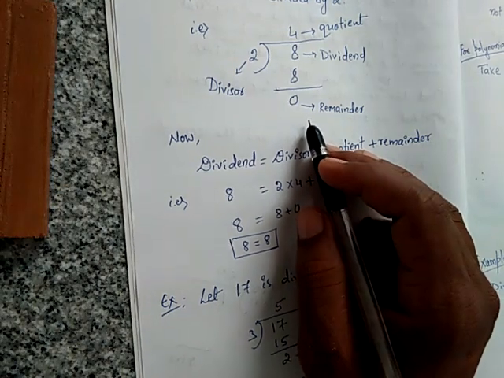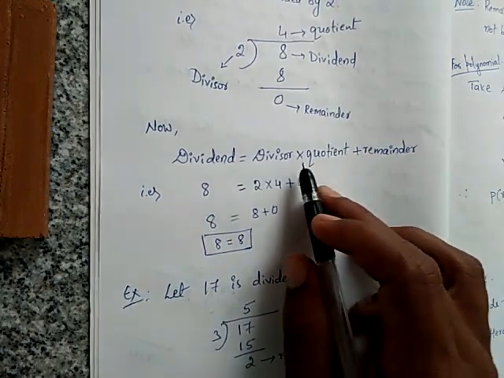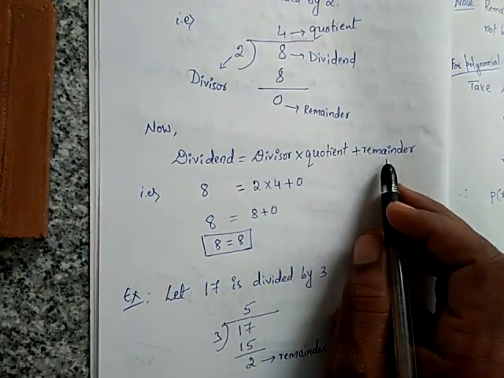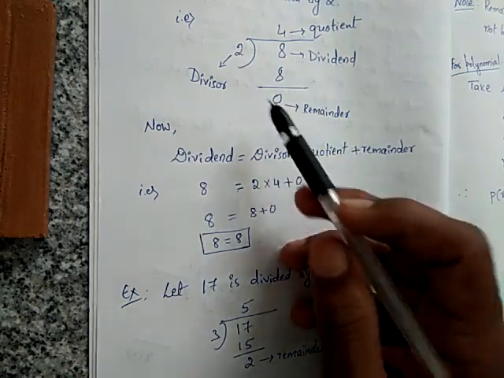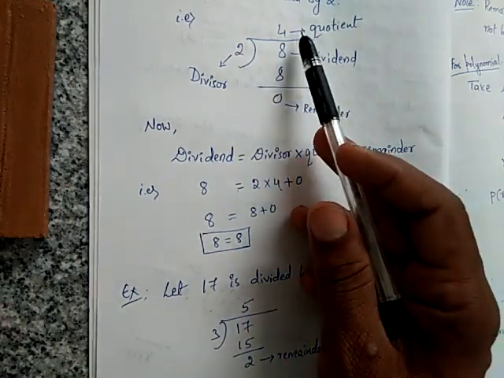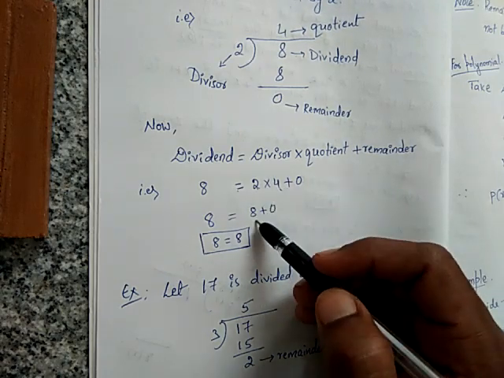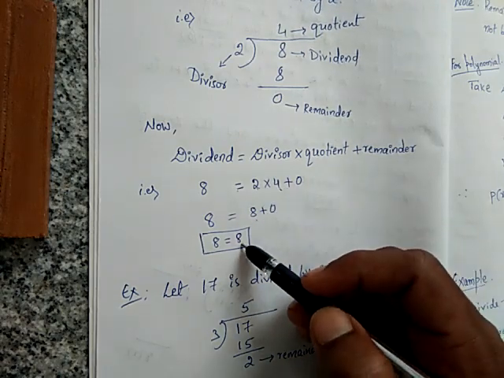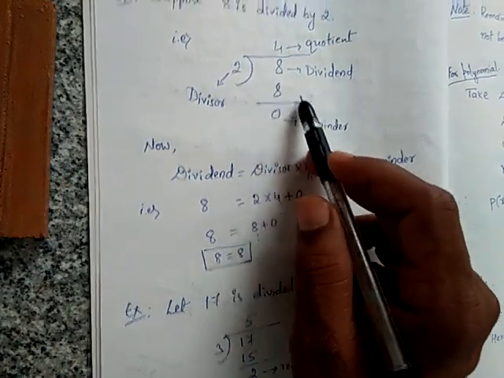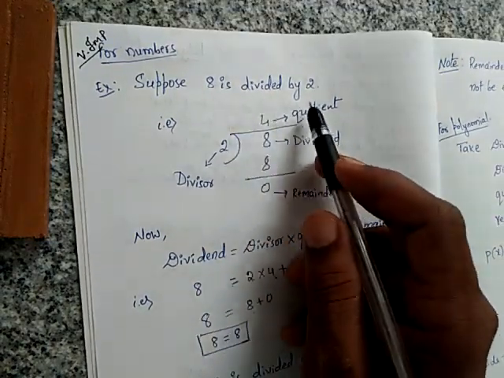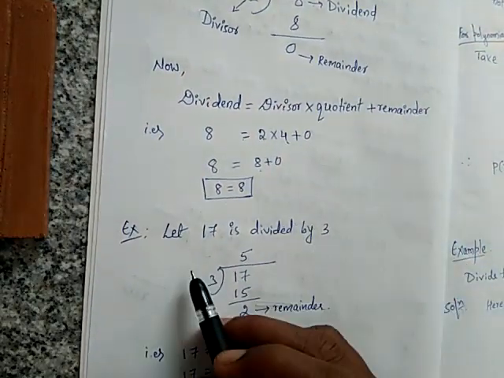So this can be written as a formula. Dividend is equal to divisor into quotient plus remainder. So what is the dividend here? 8 is equal to the divisor 2 and the quotient 4 and the remainder 0. That I have written here. So 2 into 4 is 8 and plus 0. 8 plus 0 is 8. So it is 8 is equal to 8. It is verified. After dividing like this, meaning 8 is divided by 2, you can write in this form. Okay. Next, one more example.